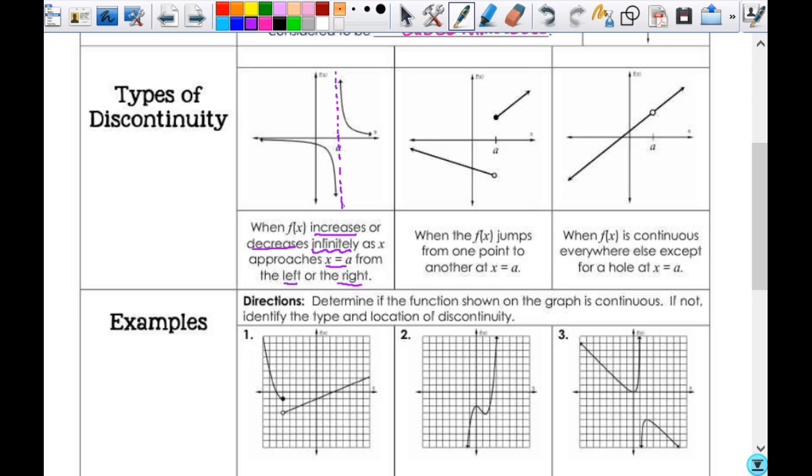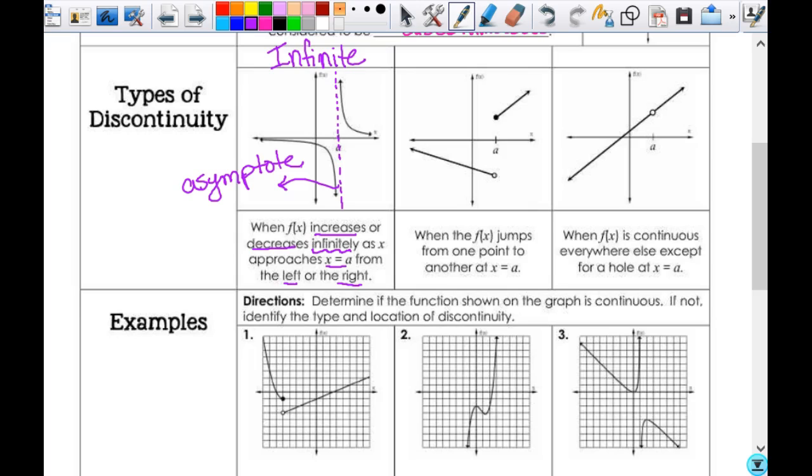This is called infinite discontinuity, or it can be called asymptotic discontinuity, which is a strange word, but that's what it is. Because this thing right here is an asymptote. Okay. But that is infinite discontinuity.